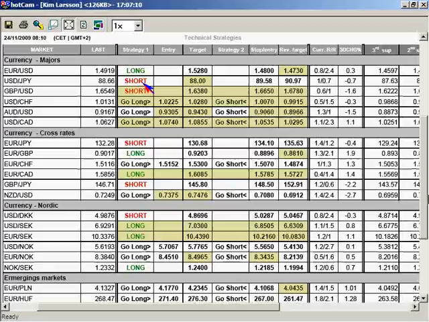Same again in dollar yen. We are short. We have been short for a couple of days. You cannot see the entry level. That is for clients only. And we have a target of 88.00 and a stop of 89.58 and a reverse, same level, and a reverse target of 90.97.